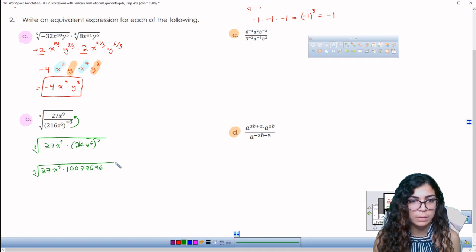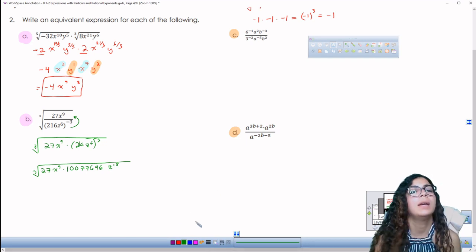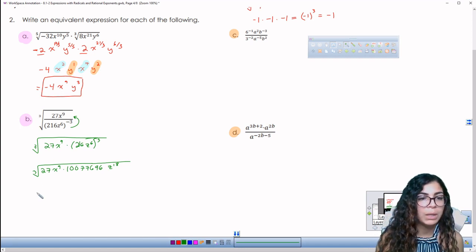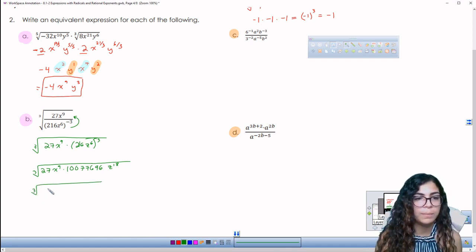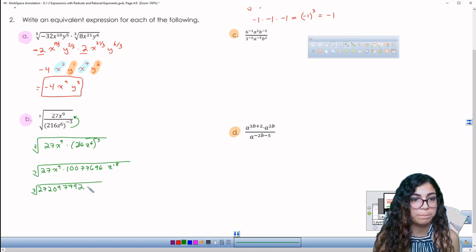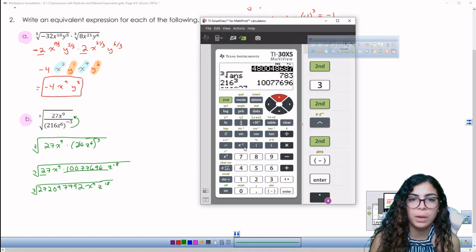Then z to the power of 6 to the power of 3 is z to the power of 18. And then 27 times that large number is 272,097,792. I just multiplied those two together. We still have x to the power of 9 and z to the power of 18. Now, I need to find the cube root of this, and I'll actually show you on the calculator.